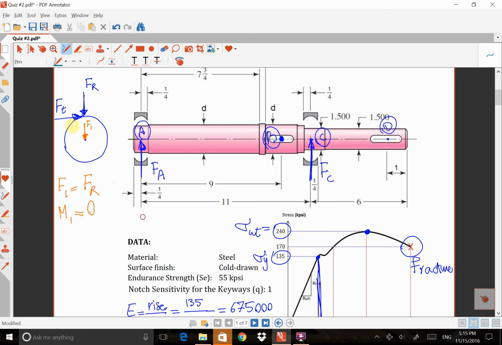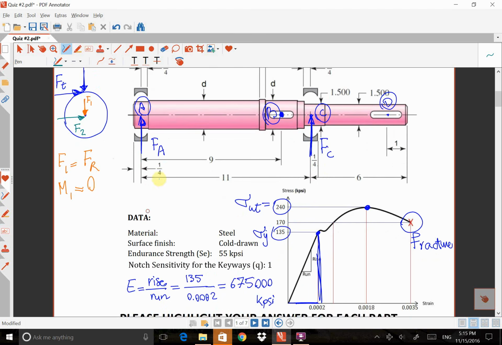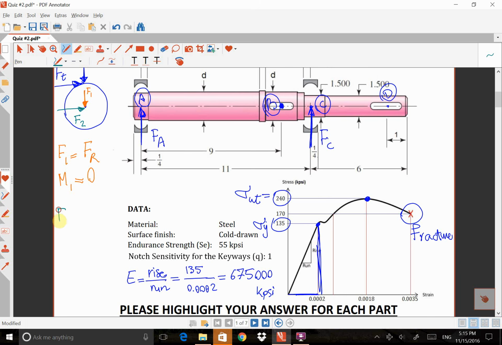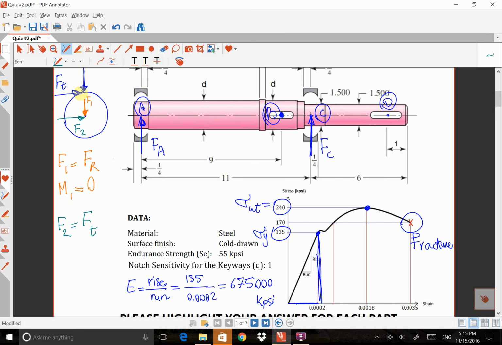Now let's say I want to move this force to the center. That will be the force I'm going to call F2. F2 has the same value as the tangential force, Ft, but this force makes a moment in this direction, and I'm going to call that one T2, because it's like a torque. It's twisting the cross section.